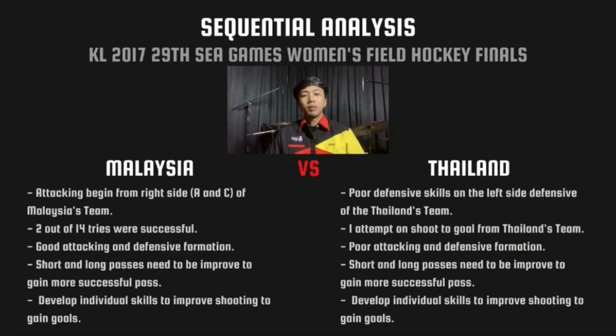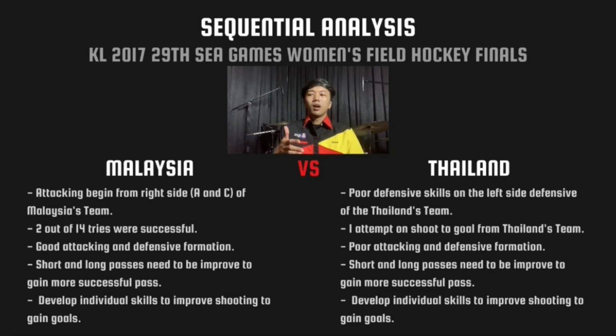To conclude this match, I have listed down some suggestions and comments about the match, starting with Malaysia. Most of the attacking from the Malaysia team began from the right side, which is A and C. A in the first half session and C in the second half session. So 2 out of 14 attempts were successful in the match.